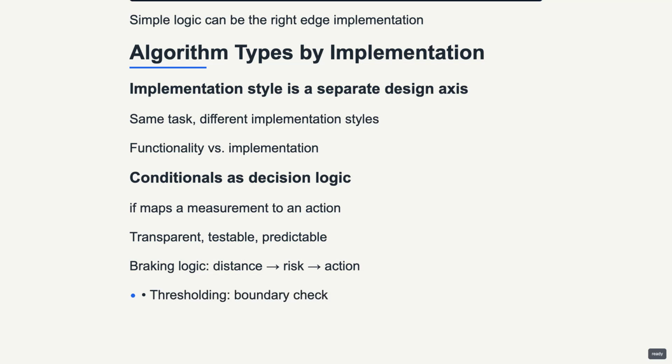Thresholding is the first step. A computed value is compared against a boundary. That gives the system a clean yes or no decision point, which is useful whenever the signal can be reduced to a margin.